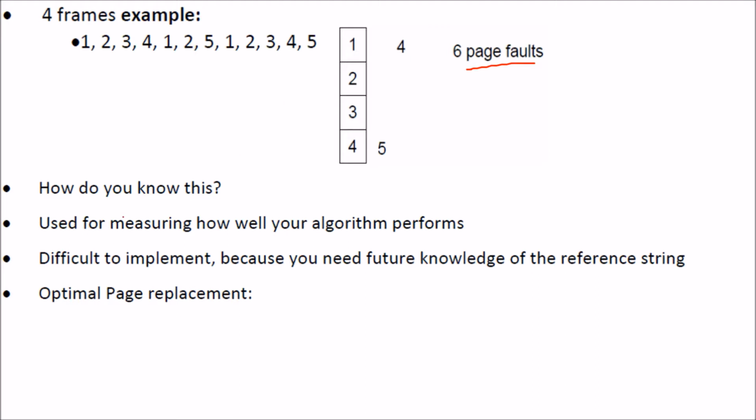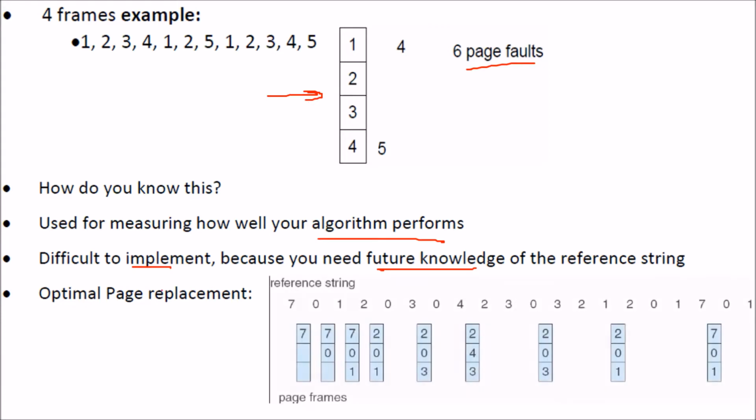As I just said, this is used to measure how well your algorithm performs, because this is optimal. Why is it difficult to implement? Because of future knowledge. Which knowledge will you use to replace? So for the optimal page replacement, let us take an example, just combining some criteria so that we understand the future knowledge. See, I'm just giving you an example.